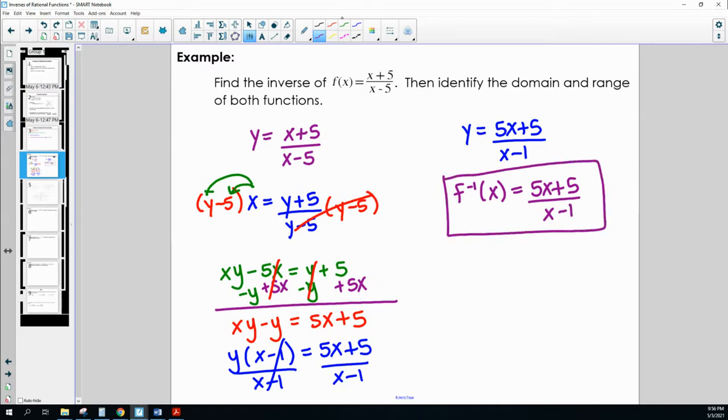Okay, so now we're going to find the domain and range. When finding the inverses, it's easy to find the domain and range by finding the inverse of the original. So let's just look at the original first.